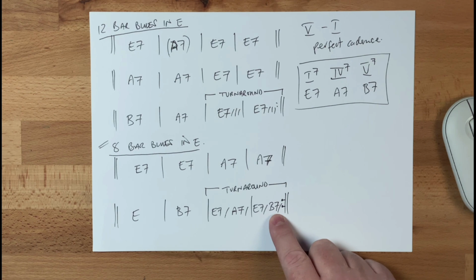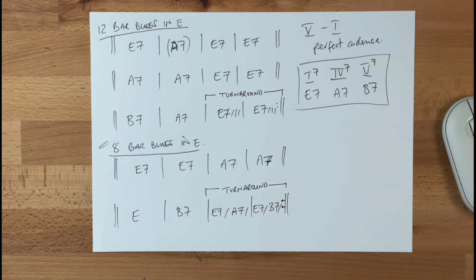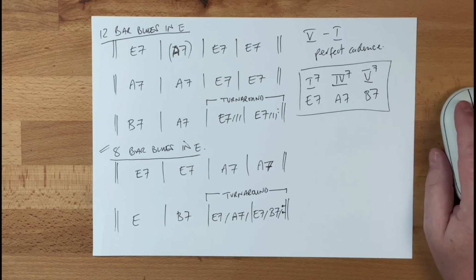But this one does. So if I show you this one, goes E7, A7, E7, and then when I land on that B7 there, yeah, when I land on that B7, you can feel it. You can feel it wanting to resolve. So that's the big full stop.